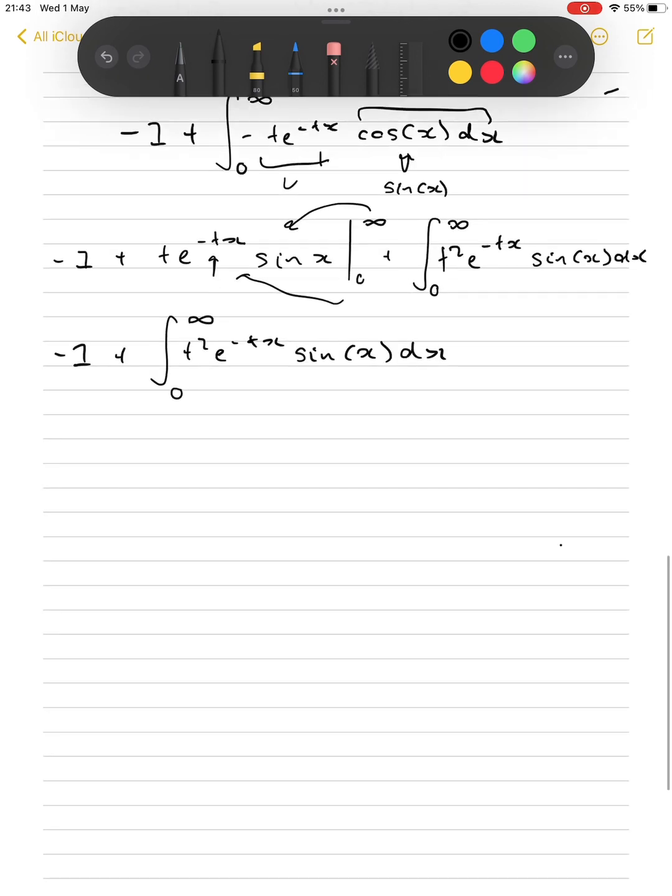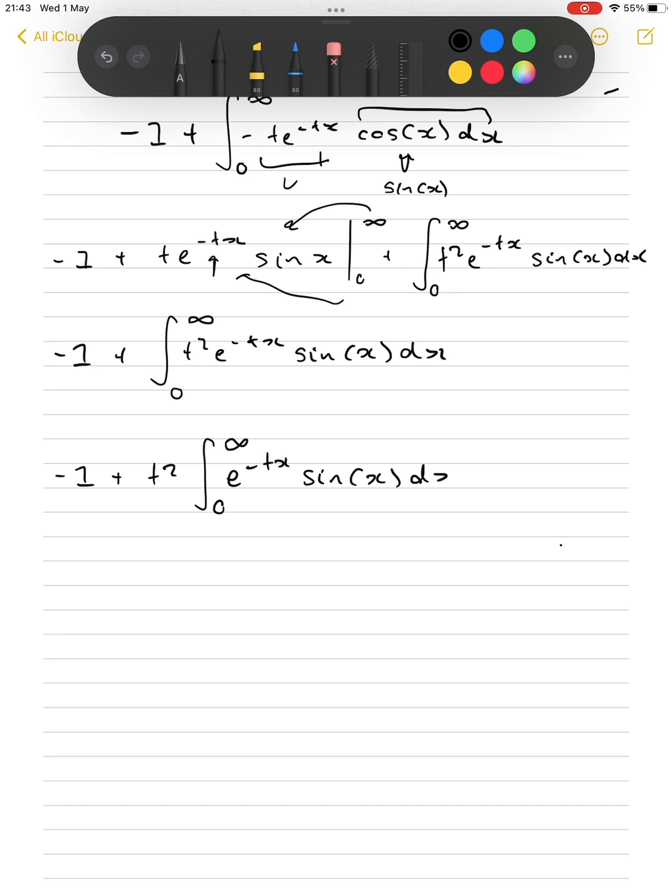Now, t squared here is just a constant. We know that it's a variable that we introduced, but in terms of this integral, it's just a constant because we are integrating with respect to x as our variable of integration. Minus 1 plus t squared times the integral from 0 to infinity of e to the minus tx sine x.